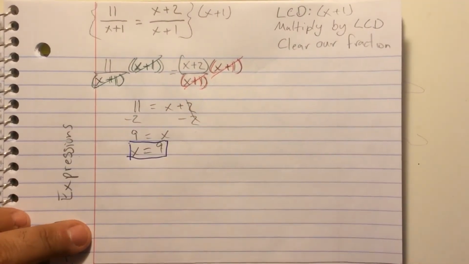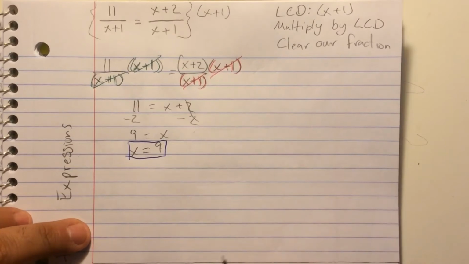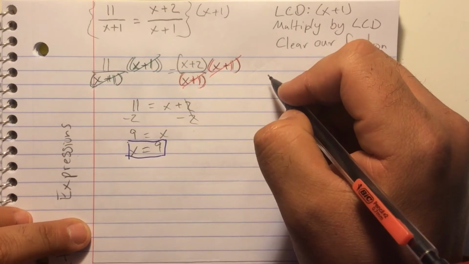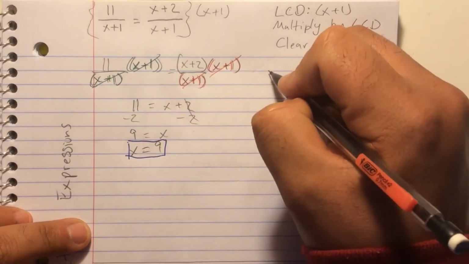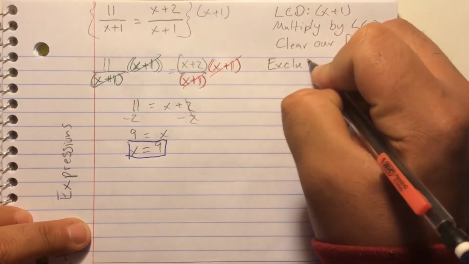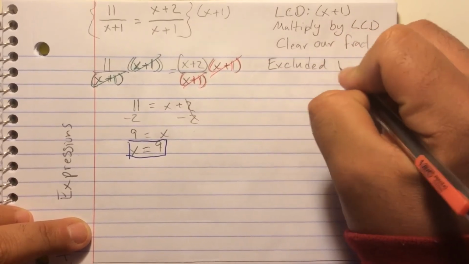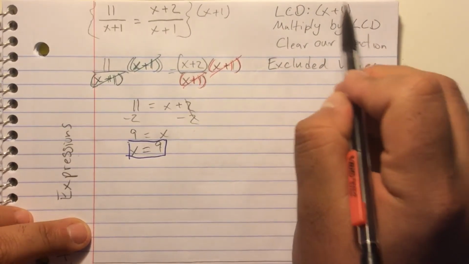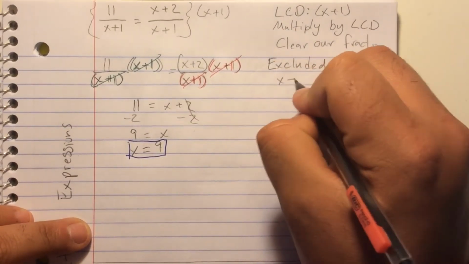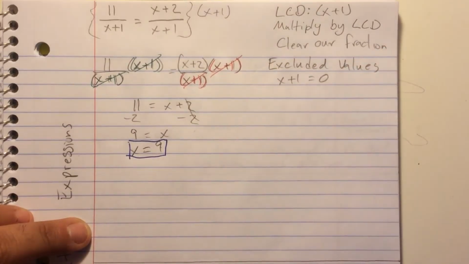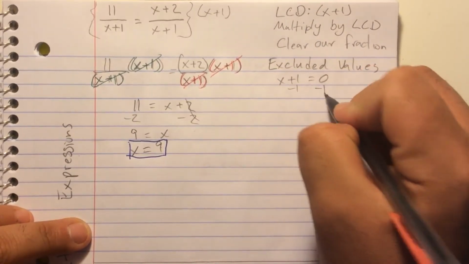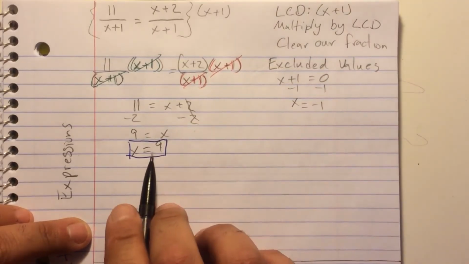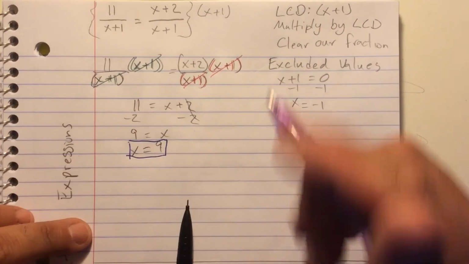Okay, so now the first thing we're going to do is check for our excluded values. We'll do it up here, since we have a lot of space. Remember, our excluded values are based upon our LCD, which is x plus 1, and we're going to set it equal to 0. If we subtract 1, clearly we can see that x is equal to -1. So our excluded value is not what we actually got. Go ahead and box it up here.